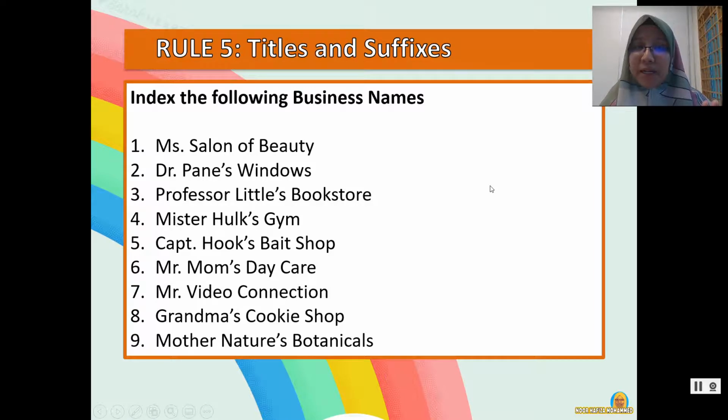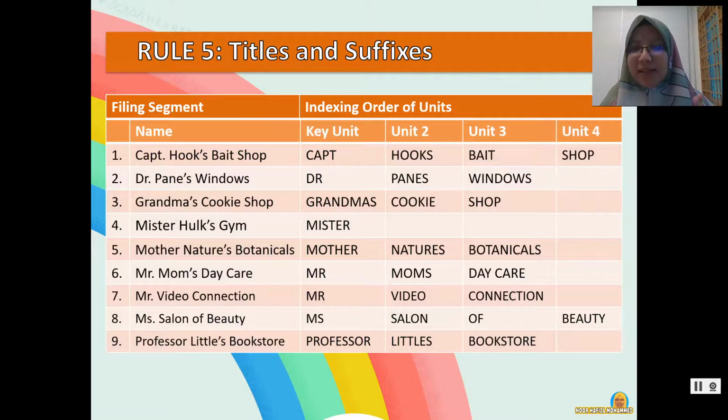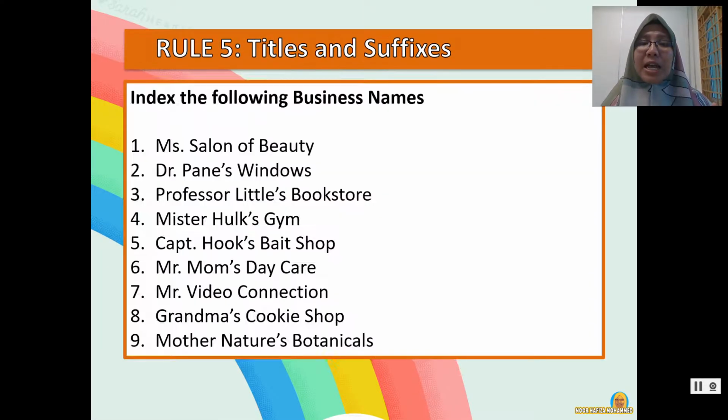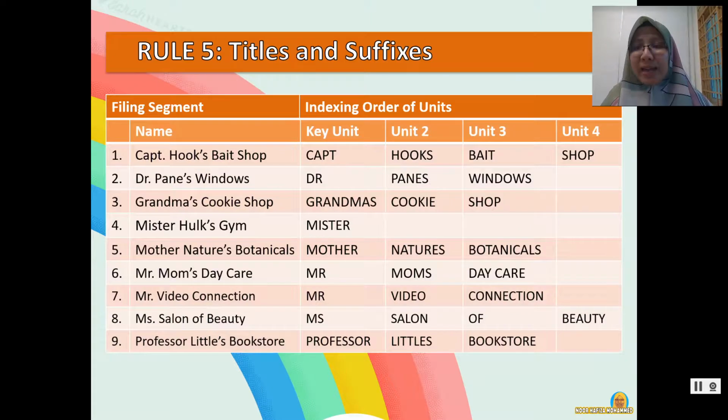But what happens for the business name? Index as written. Even though you have a title or suffix in the business name, you need to index as written. You can see this one: Captain Hook, Bake, Dr. Payne, Windows, Grandma. For business names, it's much easier because you index as written. You can do this by yourself first, and then refer to the answer here as an exercise and for your reference.